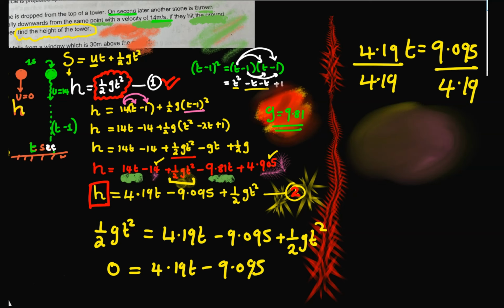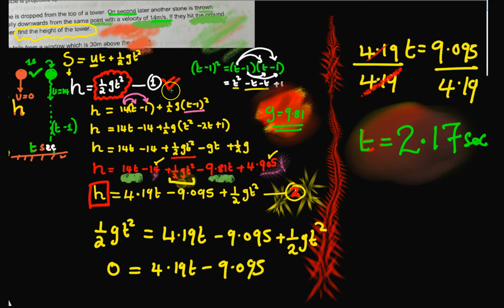So if you use your calculator, what do you find as your value of t there? Of course you realize that this and this will cancel out. So t is going to be equal to what? Just use your calculator: 9.095 divided by 4.19, which is going to translate to 2.17 seconds. Now that's the time it took the first ball to hit the ground.